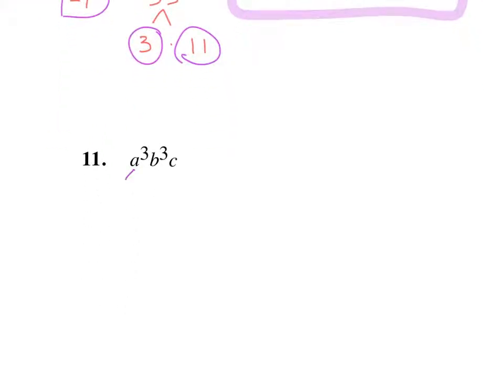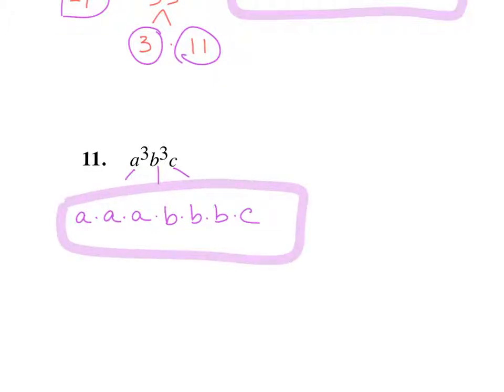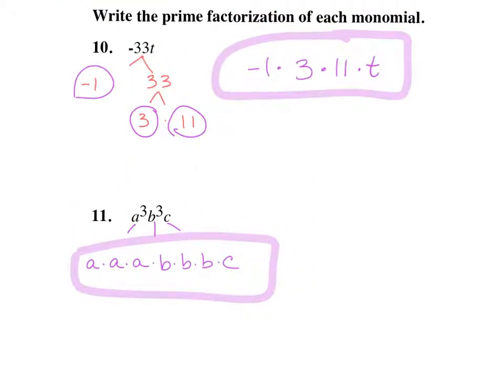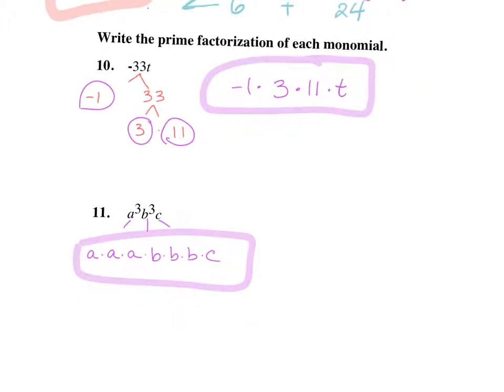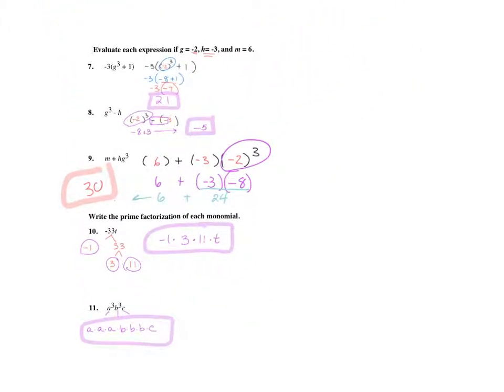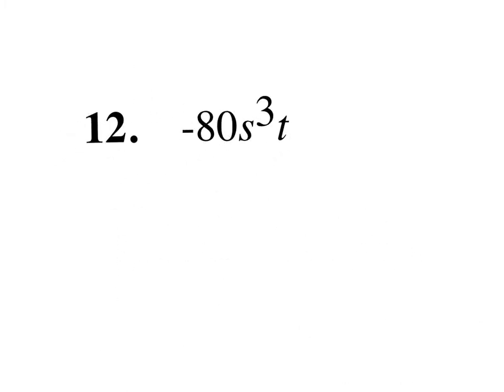Number 11, a to the third is really a times itself 3 times. B to the third is b times itself 3 times. And c is just c. That's your prime factorization. There was no coefficient, no number in front, such as this one that had a number in front, so that one was much more straightforward. All right, let's get into a little bit more intense prime factors. All right, we know that negative 1 is a factor, so we're going to write negative 1 times 80.